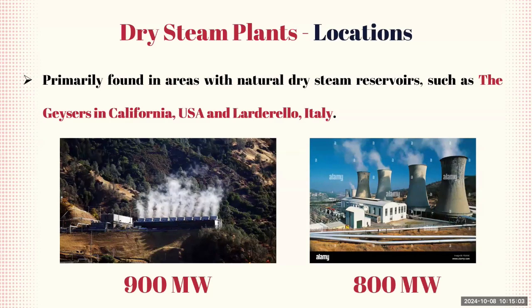Dry steam plants are primarily found in areas with natural dry steam reservoirs, as I said. Two of the most notable locations are The Geysers in California, USA, which generates around 900 megawatts of power, making it one of the largest geothermal fields in the world. Then we have Larderello in Italy, where the first geothermal plant was built. Now it generates around 800 megawatts of power. These locations highlight the significant role dry steam plants play in global geothermal energy production.